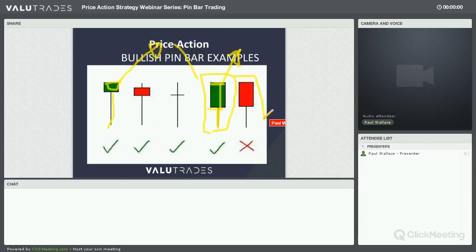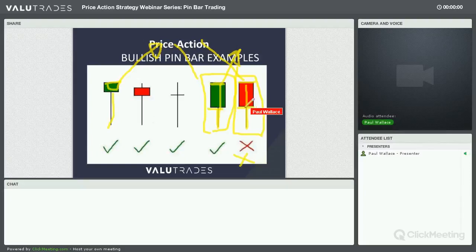The one next to it, this one, is actually a no-no. Think about it. It's a red bar, so price will have come down and effectively opened here. Price has gone down during the day, and it's come back up about half the way and closed about halfway down the bar.